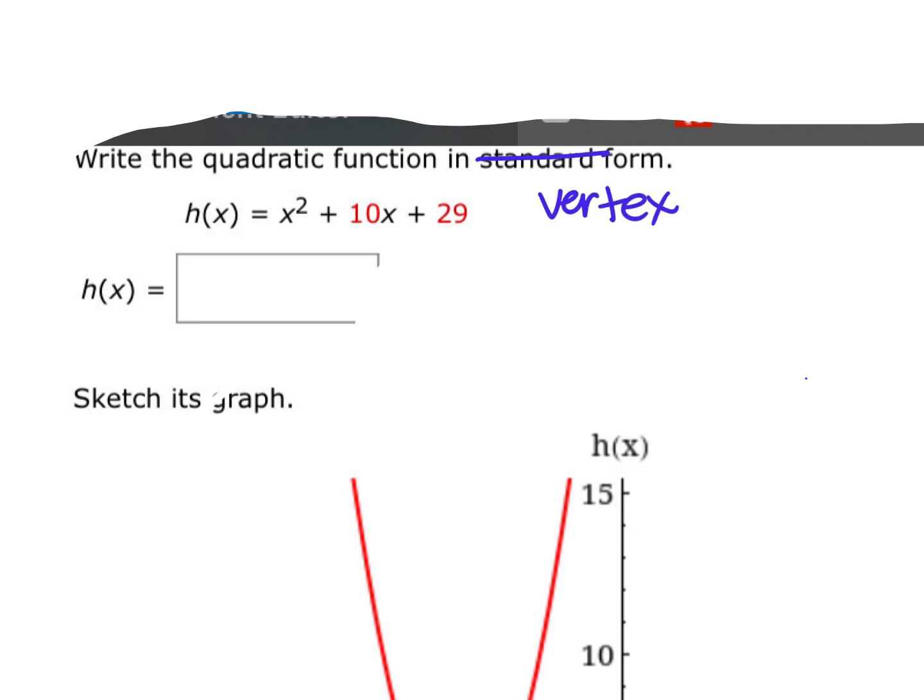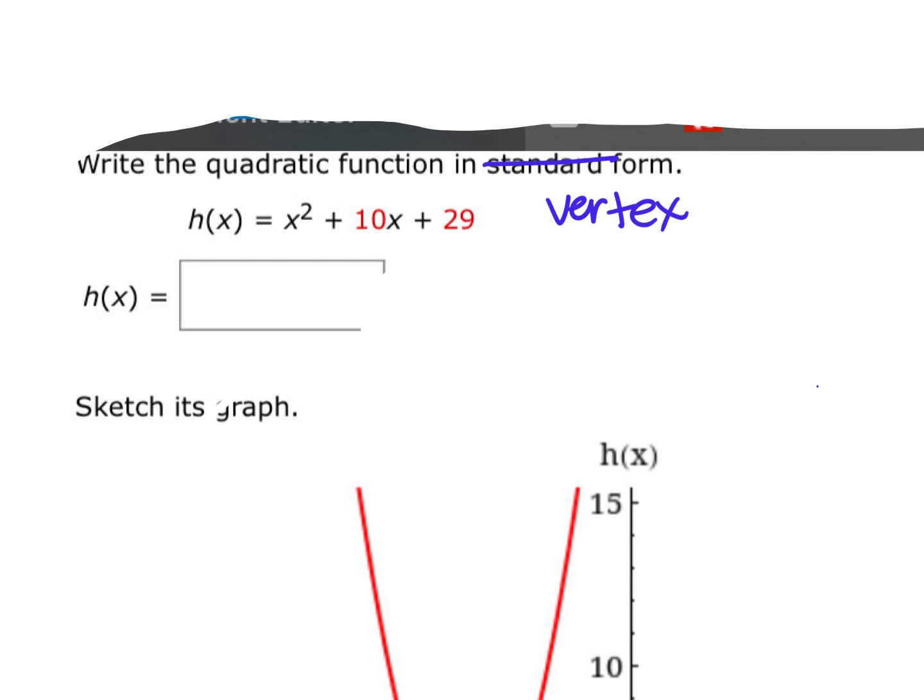So write down vertex form again. If you want to take a picture of this, you can. I just want to show you how this is asked. What is vertex form? It's f of x equals a times x minus h squared plus k. You will get that memorized, don't worry. What is h and k?